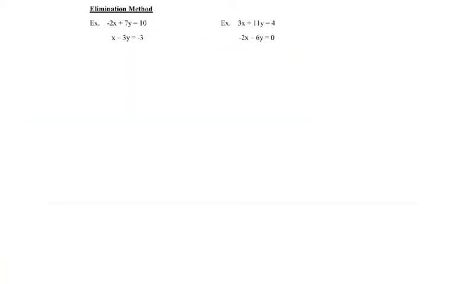Okay, next up is the elimination method. This is going to be, again, another method that you can use to find the solution to the system of equations. Now, this one's a little bit different than substitution, and you might find this to be the one that you like to do. Again, it'll be your choice, whichever one you choose to do, but you will need to know both. Let's take a look at the elimination method.